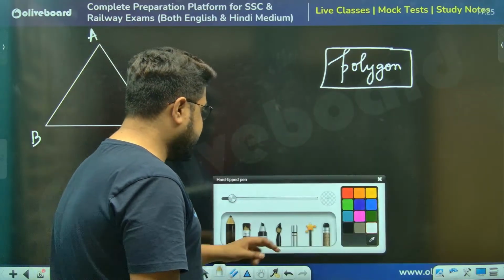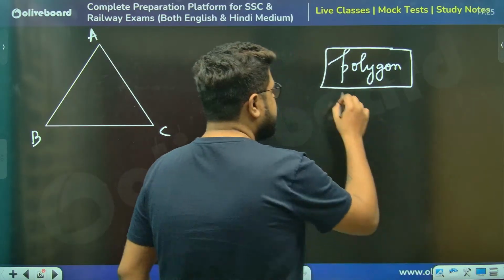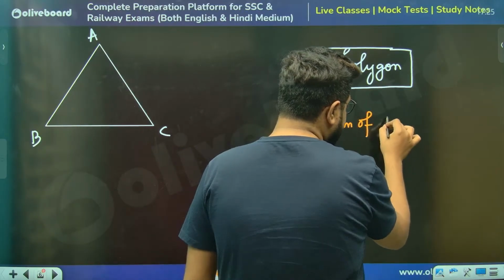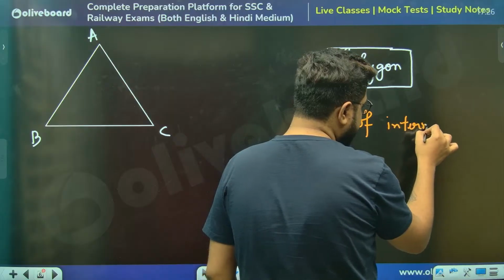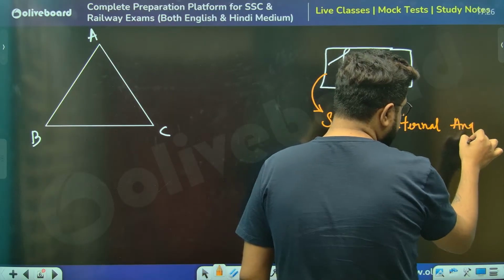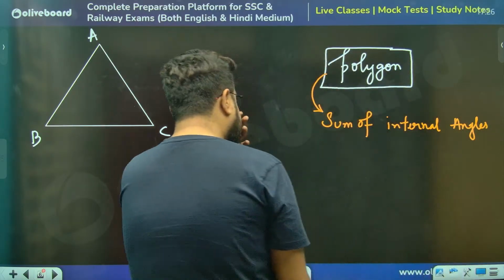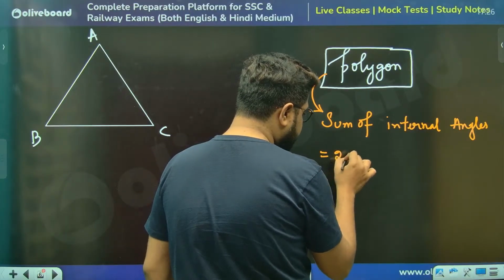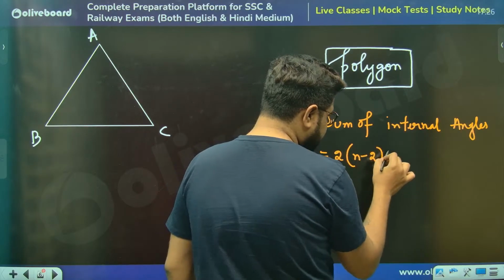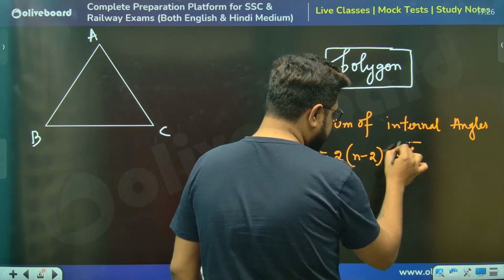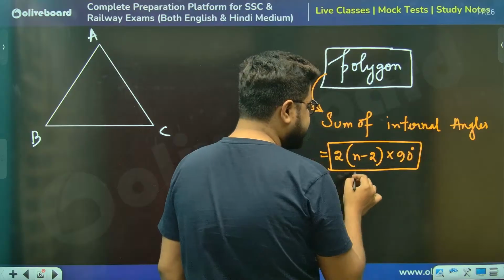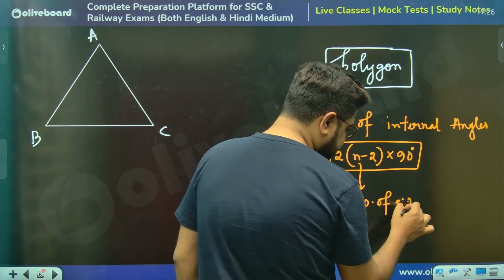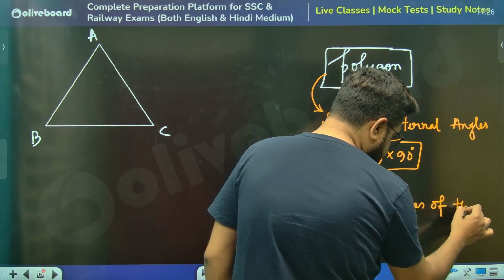Remember one thing, in any polygon, the sum of internal angles of any polygon will always be 2 into n minus 2 into 90 degrees. Now, what is n, sir? N is the number of sides of the polygon.